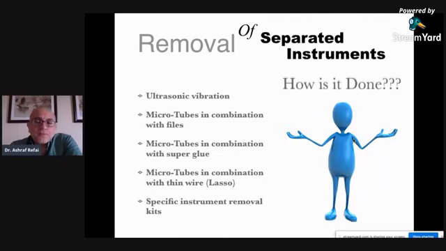Okay, so what are the techniques that we use to remove separated instruments? You basically have 2 basic techniques now. You have ultrasonic vibration, using thin ultrasonic tips to trough around these instruments and try to vibrate them out and just let them jump out of place inside the canal. And you also have specific instrument removal kits, which are designed for this. Now, these are broken down into two main branches, which are tube systems, and the other types are lasso systems or wire systems. And I'll explain both in a moment.